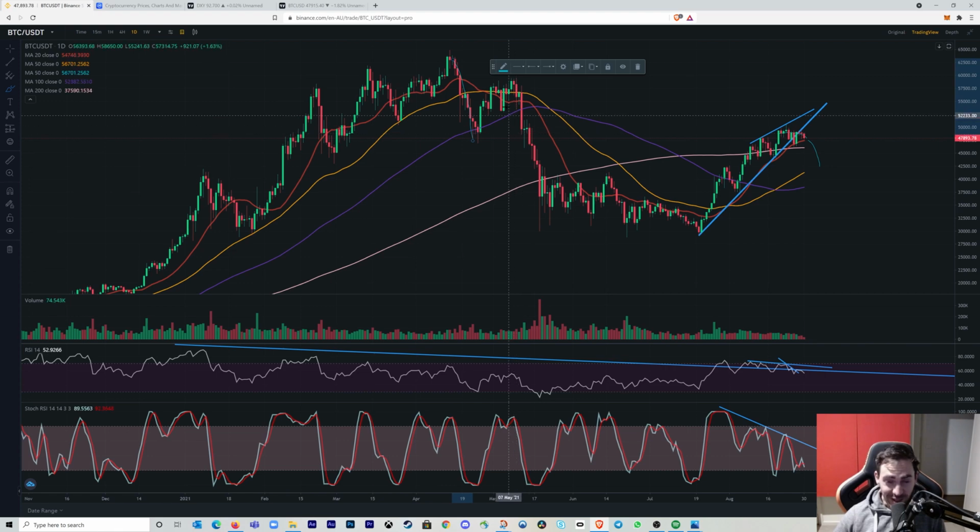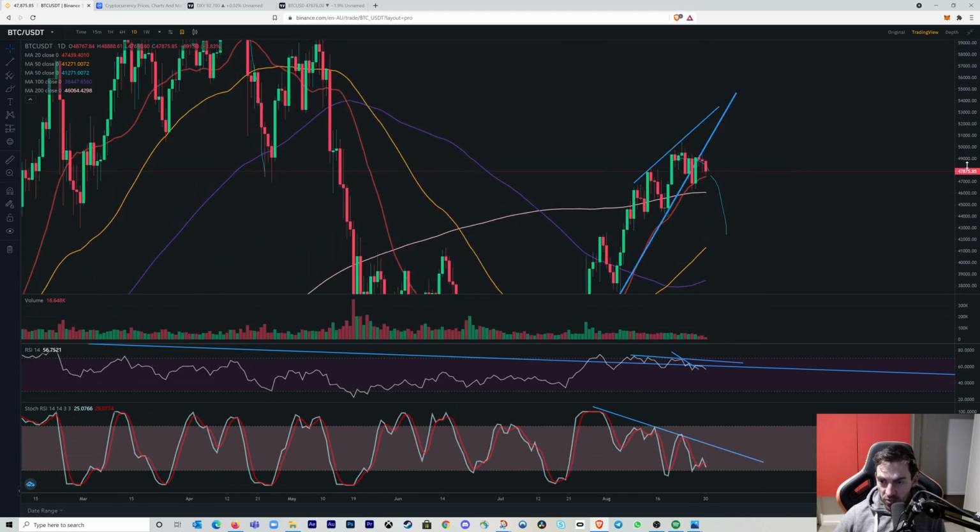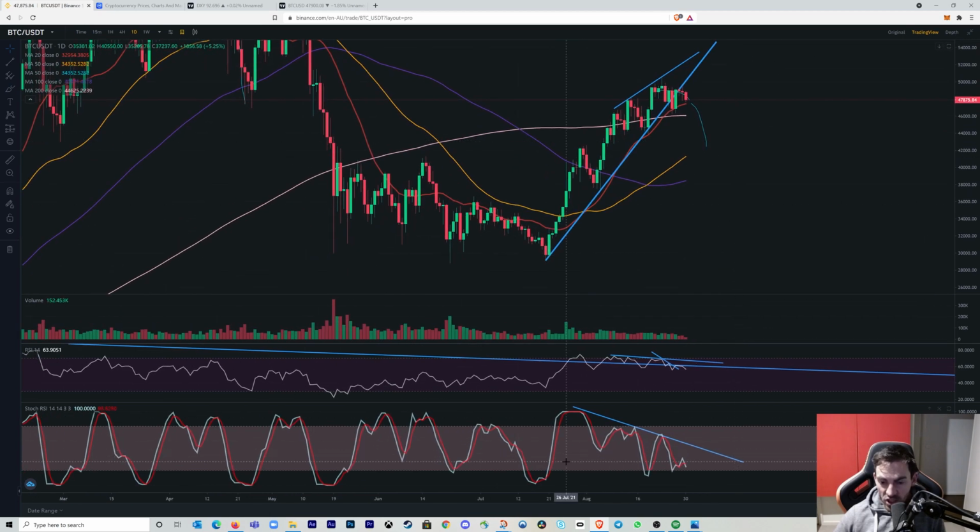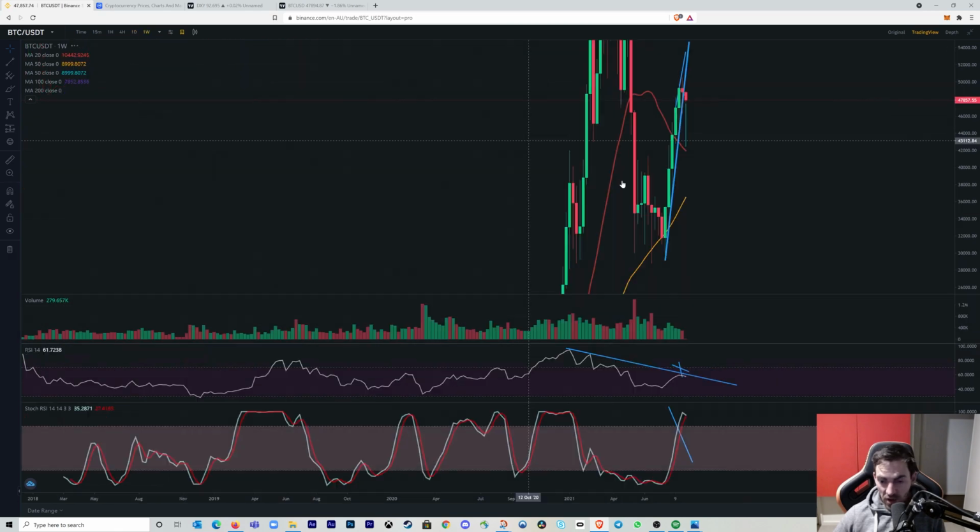And last time we crashed through it, the next thing that happened was this big dump right here. Okay, so going back to this again, in the daily chart, we can see the bearish divergence. Here's the stock RSI going down, and you can see that the RSI is also going down. If we go into the weekly, we can see the bearish divergence there, and there's that lip that we've been looking at also.